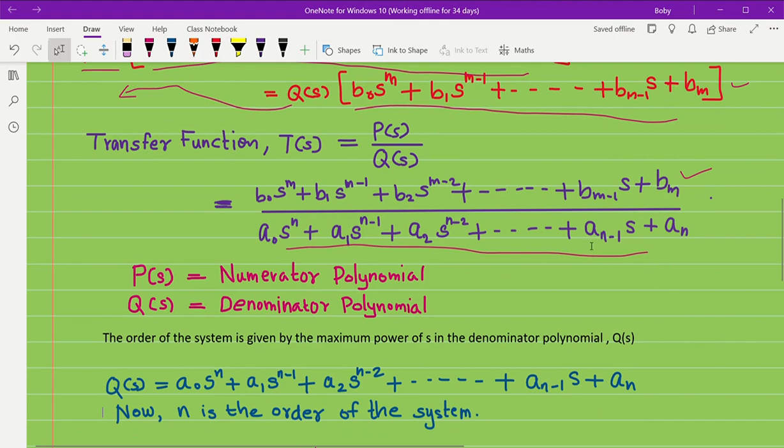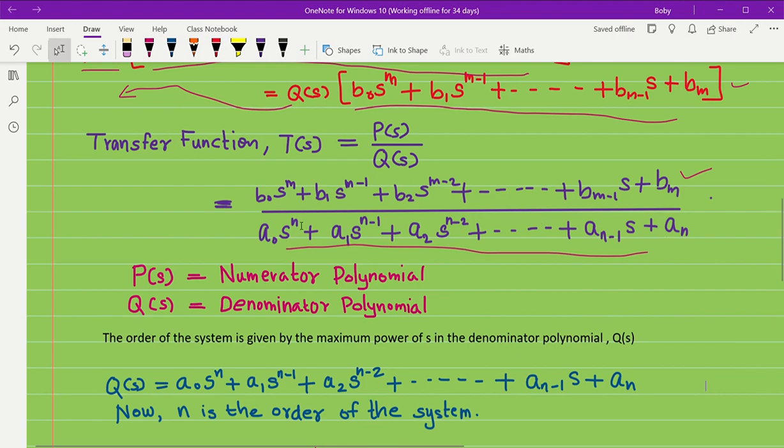So we can see the numerator is P of s, the numerator polynomial, and the denominator is Q of s, the denominator polynomial. The order of the system is given by the maximum power of s in the denominator polynomial Q of s. So here, what is the maximum power of s in the denominator?